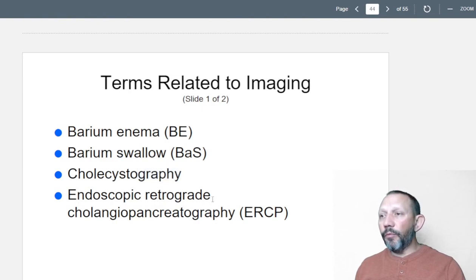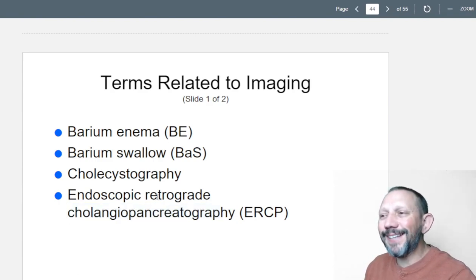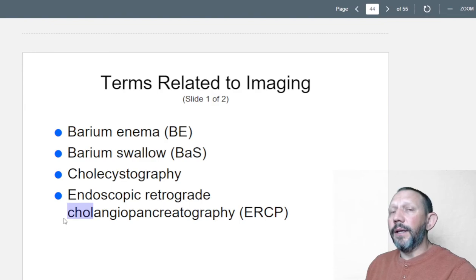Okay, endoscopic retrograde cholangiopancreatography. Wow. So what are we looking at? Endoscopic, we're putting a camera inside someone. Retrograde means backwards, basically through the back end of it. Cholangio: chole, again, we're looking at gallbladder; angio, vessels; pancreato, pancreas; and graphy, looking at.